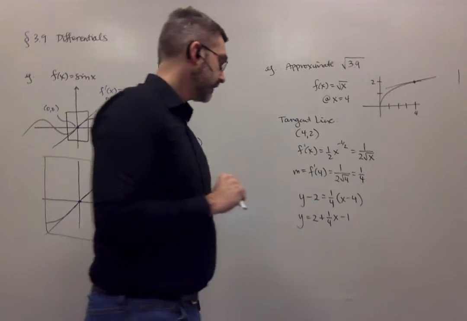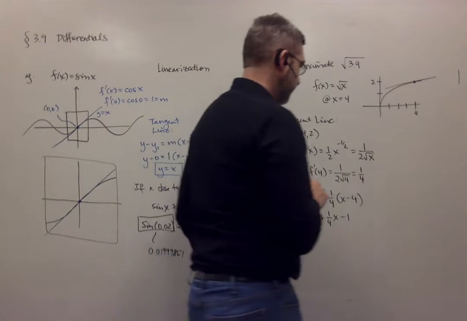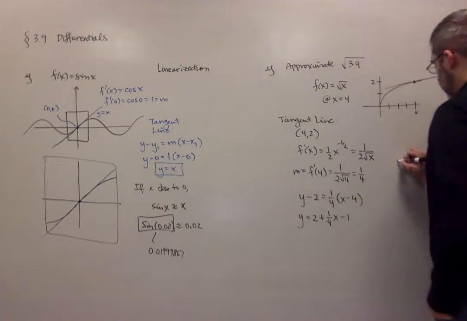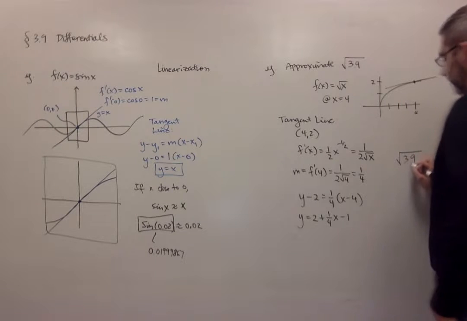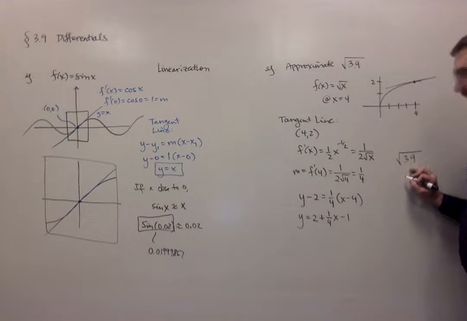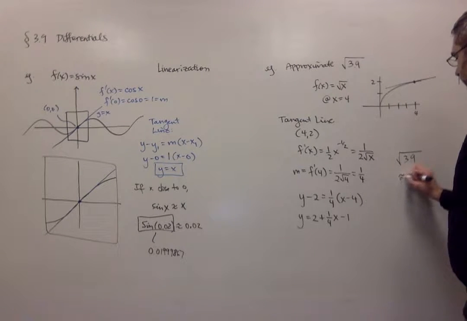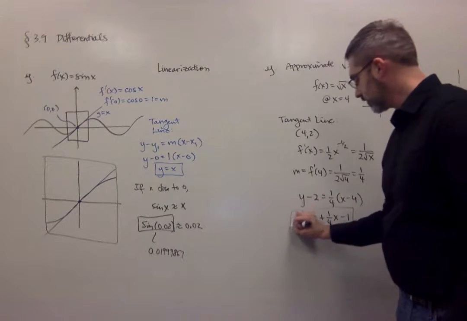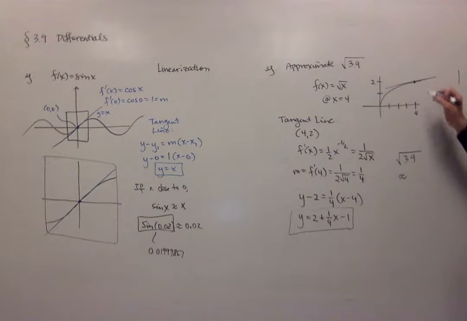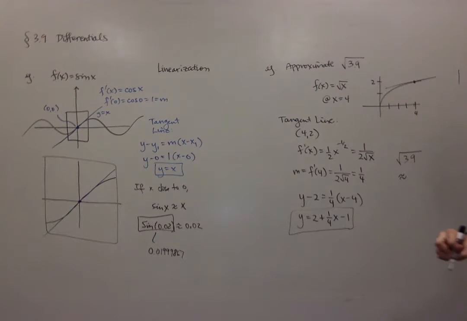So now what I'm going to do is instead of plugging 3.9 into the square root function, which is really hard for me, I'm going to plug it into my tangent line at 4, which is much easier. So instead of plugging into the function, I'm going to plug into the tangent line. So I'm going to take 2 plus 1/4 of 3.9 minus 1 and see what I get here.